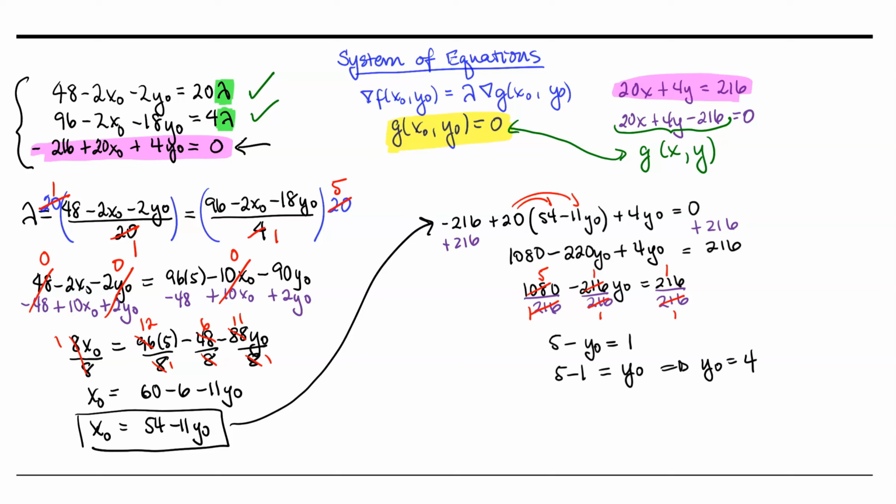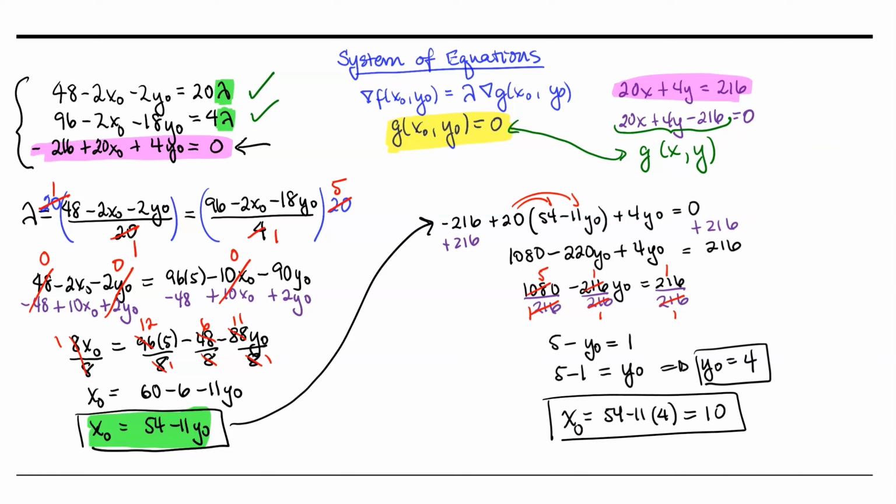Once we know that y naught is equal to 4, we can come back and use what we know about the relationship between x naught and y naught, and we can find that x naught is 54 minus 11 times 4, because y naught was 4, and that ends up giving us that x naught is equal to 10. Okay, so we're almost done. These are the values of x and y that produce a maximum profit. So let's go ahead and finish answering that.